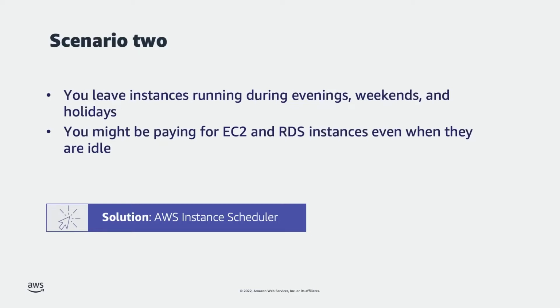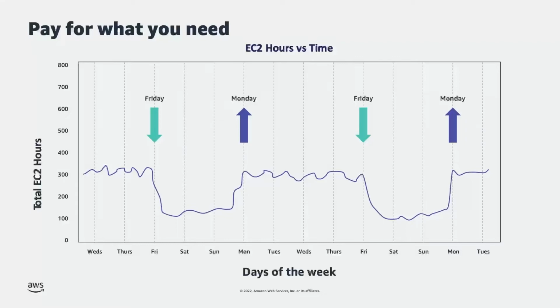The instance scheduling allows you to stop and restart EC2 and RDS instances. When these instances are stopped, you no longer incur hourly charges. In this graph that you see on screen, for example, you can see how elasticity is being leveraged over the weekend to reduce the EC2 costs.